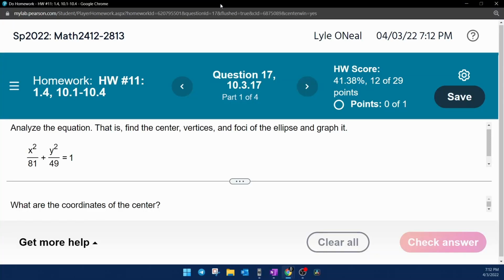All right, here we go. Question number 17 from our Precalculus homework number 11 in MyLab Math. They have given us the equation of an ellipse. They want us to find the center, vertices, and foci and graph it. And so we're going to recopy this equation into our notes.